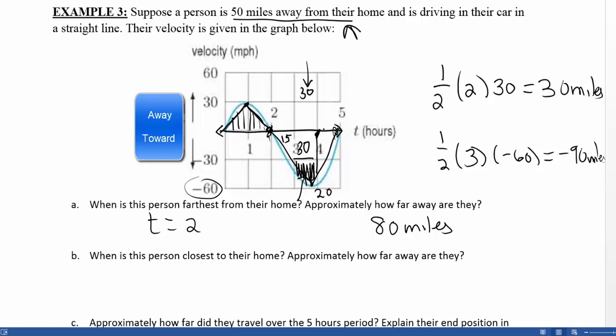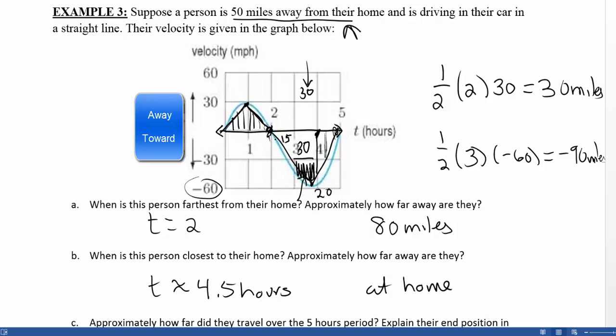So sometime between 4 and 5 hours, I should hit 80, because I know I'm about 65 at time equals 4, and therefore, between 65 and 90, I would have had to reach my home, or that negative 80 mark. So I'm going to say they're closest to home at time is approximately 4.5 hours. And at that point, they're at home.